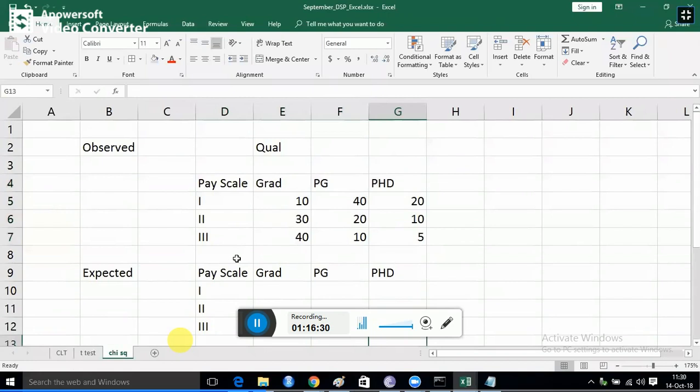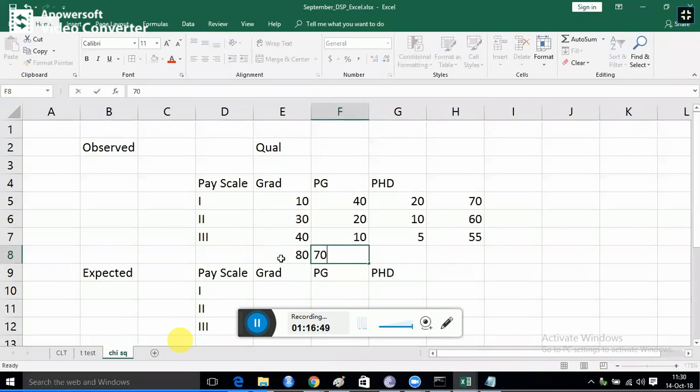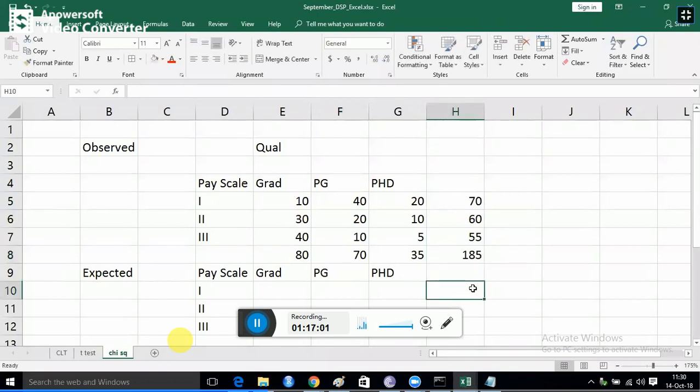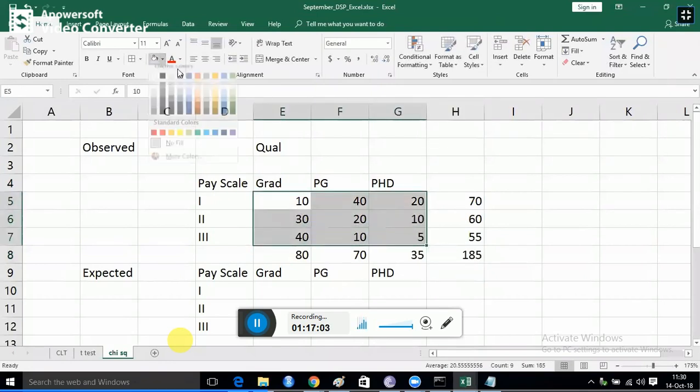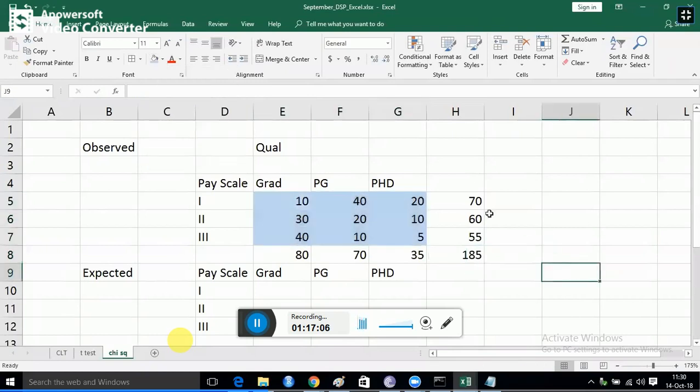First of all, let's calculate our row sums and column sums. What is the column sum here? What is the row sum here? 70. Here 60, and here 55. And here 80. And overall it makes up 185. So these are my observed values, and these are my row sums and column sums.